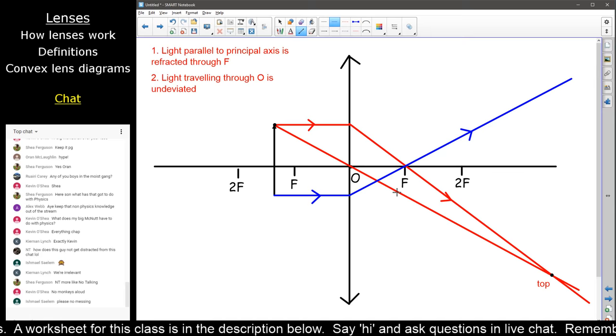And we'll come back to that other one here. And we also know that there's a ray of light coming from this point that is going to go through O, the optical center.